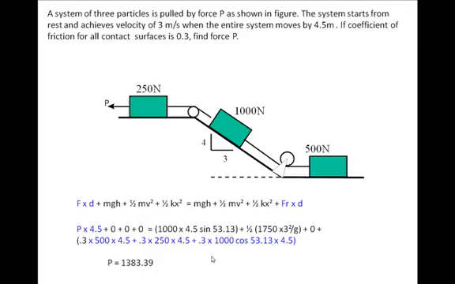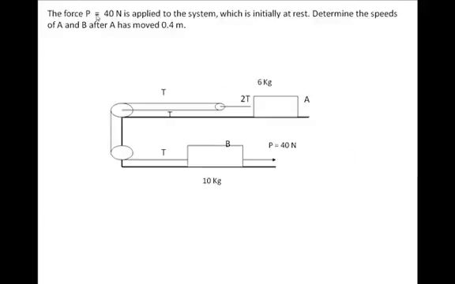Next, the last problem goes like this. A force P of 40 Newton is applied to the system, which is initially at rest. Determine the speeds of A and B after A has moved 0.4 meter. We do a similar exercise, but we settle the tension first.